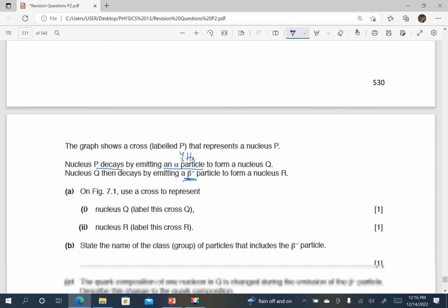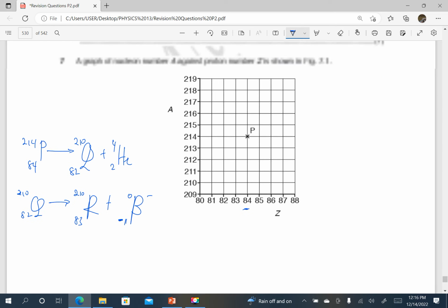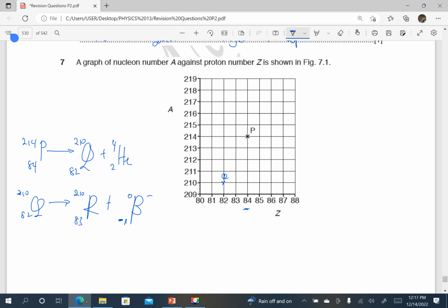On the figure, use a cross to represent nucleus Q and nucleus R. That is now very easy since we have already calculated this. Q should be proton number 82 and nucleon number 210. So Q should be here. So that is Q. Then R is nucleon number 210 and proton number 83. So R should be here. So that is R.